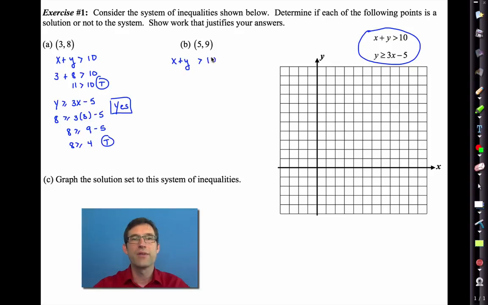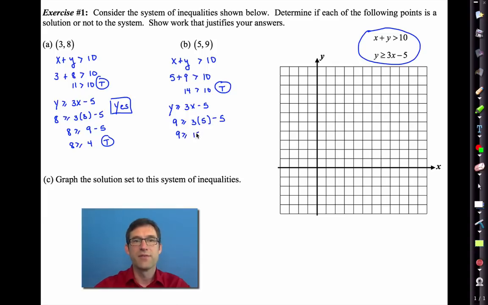I have x plus y is greater than 10, so I'll put 5 plus 9 in there. 14 is greater than 10. Well, that's true. Let's try this one. y is greater than or equal to 3x minus 5. So I'll put 9 in for y, and I'll put 5 in for x. 3 times 5 is 15, minus 5. 9 is greater than or equal to 10, and that's false. Now, it doesn't particularly matter that the other one's true. The plain fact is if any of them are false, the answer is no. So just as we pointed out in letter A, when we ultimately graph this thing, that point shouldn't be in the solution set. So let's remember how to graph inequalities.